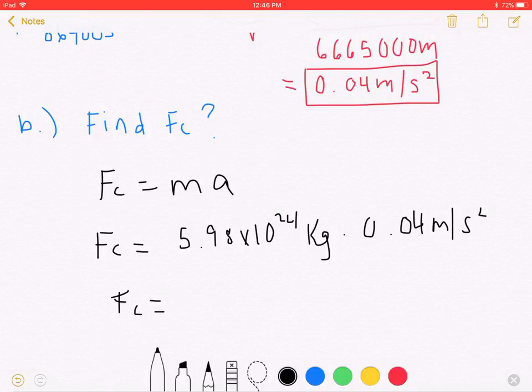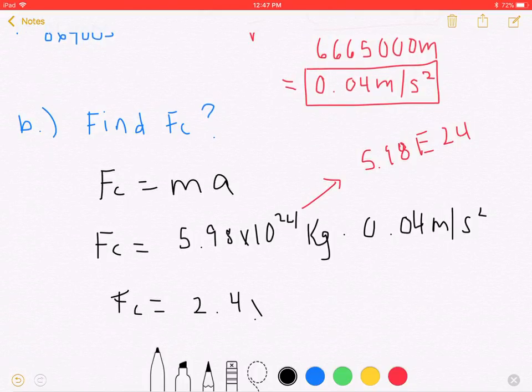I forgot to say this before, but make sure when you add the masses into your calculator in scientific notation that you're using that EE button. So what this should look like in your calculator is 5.98 E 24. That's equivalent to 5.98 times 10 to the 24th. So make sure you're using that EE button or you're going to get the incorrect answer. So for the force, we multiply those two numbers, and we're going to get a really big force, 2.4 times 10 to the 23rd newtons.